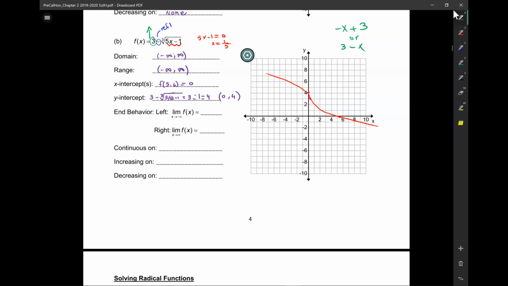Okay, end behavior. As x approaches negative infinity, f of x approaches positive infinity and then negative infinity. It's continuous everywhere. You gotta love those cube root functions. Where is it increasing? Never. Where is it decreasing? Everywhere.